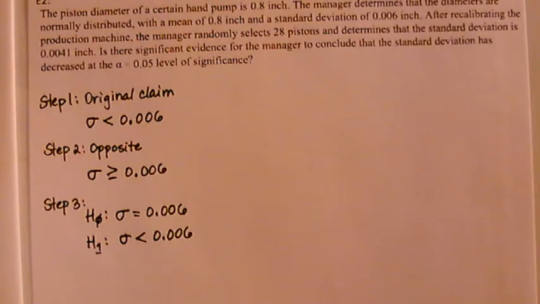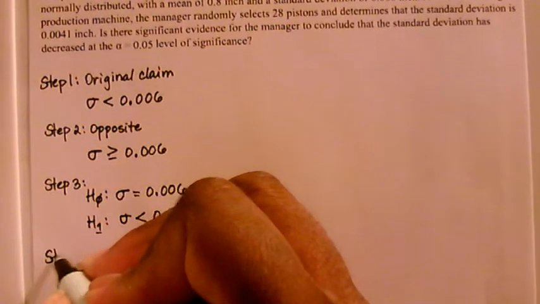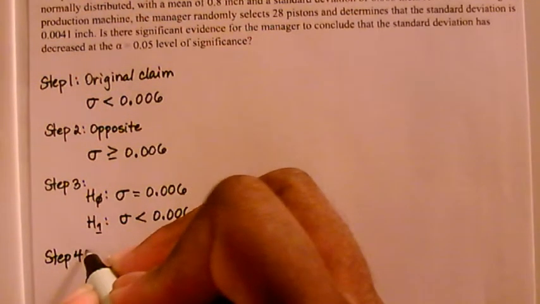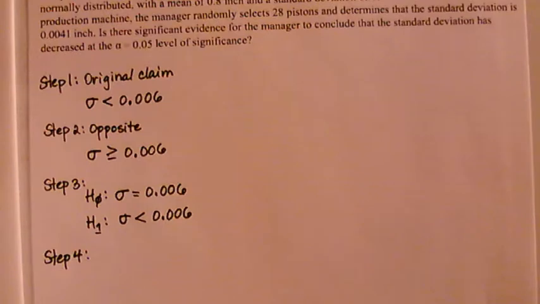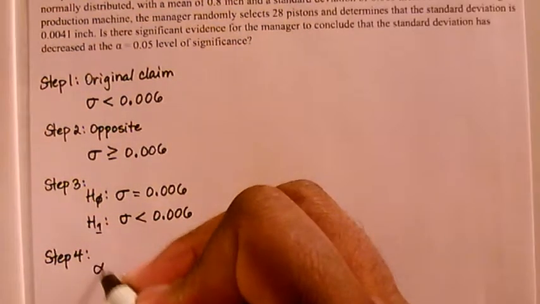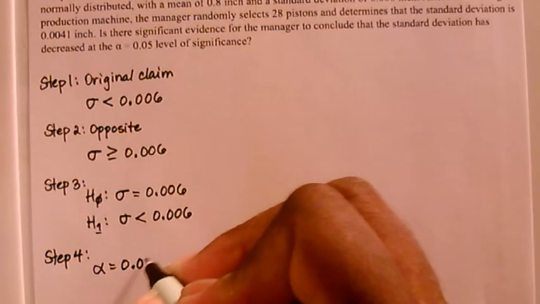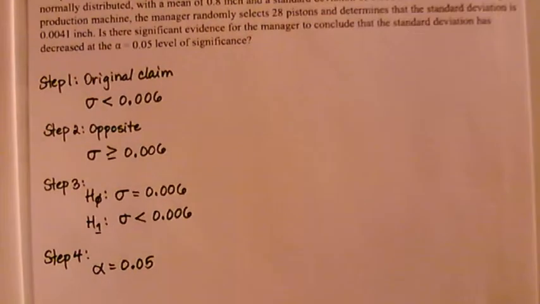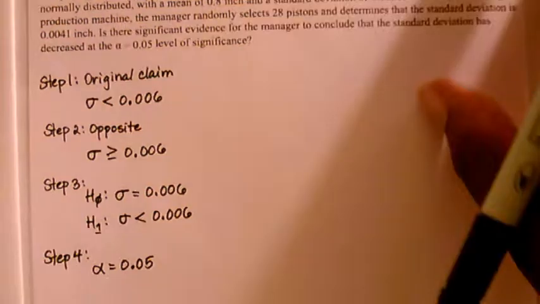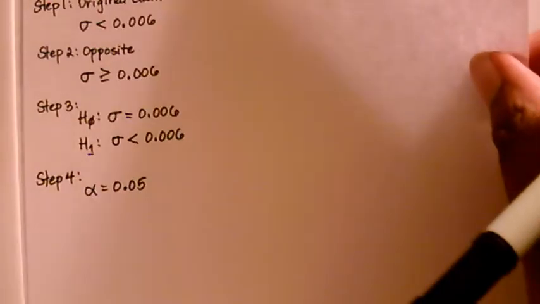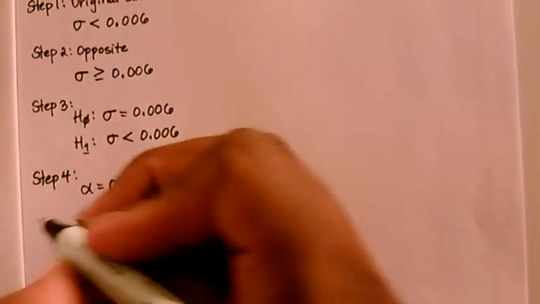Okay. Now step number 4 is stating the level of significance. In this case here, we're at the 0.05 significance level. So there's your alpha level right there, 0.05. And then step number 5 is calculating the test statistic.